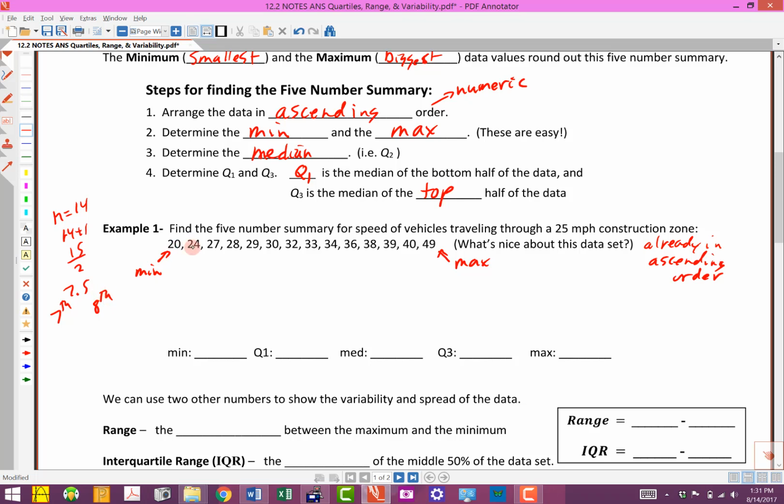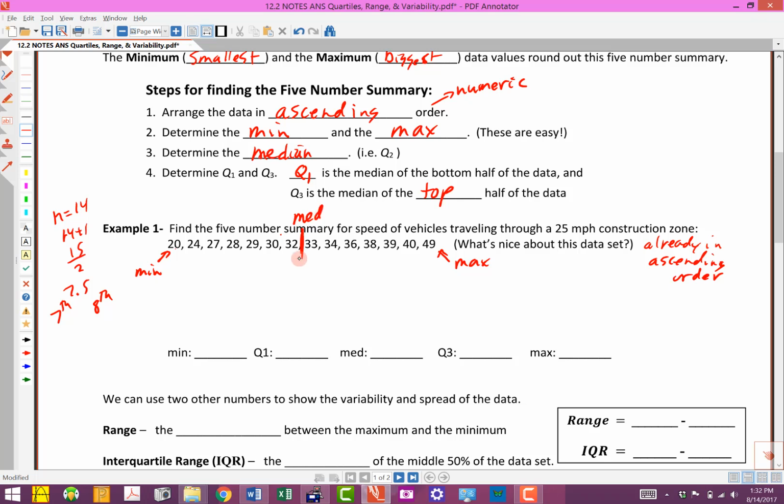So let's count 1, 2, 3, 4, 5, 6, 7, 8. So the 7th one is here, the 8th one is right here. So what that means is the median is going to be right there. It's going to be right in between. Whoops, did I count wrong? I did. Let's see. 1, 2, 3, 4, 5, 6, 7, 8. Yeah, right here. There we go. That looks better. So the median is going to go right there.